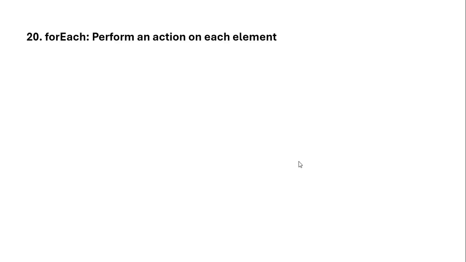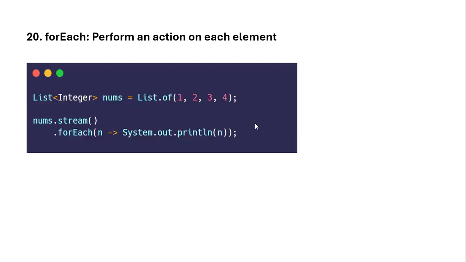The last operation is the forEach method. The forEach method performs an action on each element. Here we are just printing out each and every element. So take each element and perform a certain action on it. It's a terminal operation.